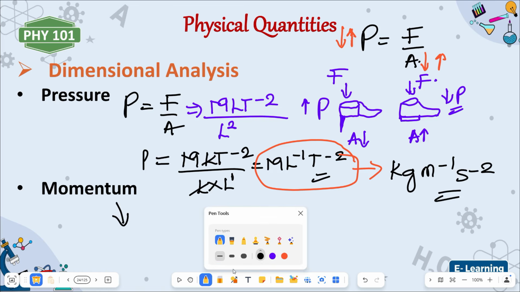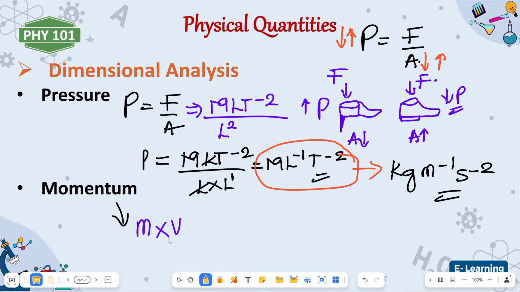The next one is momentum. My dear student, what is momentum? Momentum is mass times velocity. That is the formula for momentum. So if momentum is mass times velocity, what is the dimension? Mass is capital letter M. Velocity is LT minus 1. So when you multiply these two things, it gives us MLT minus 1. And that is the solution to that one.